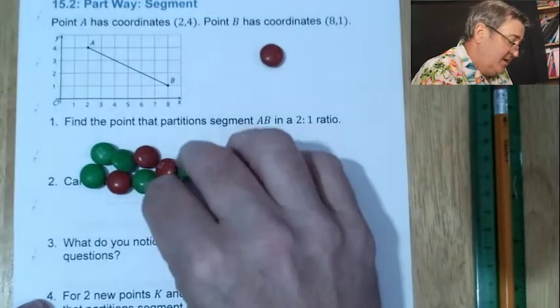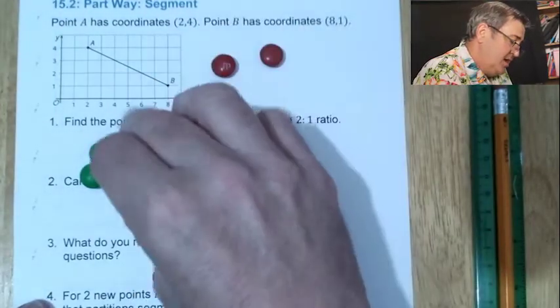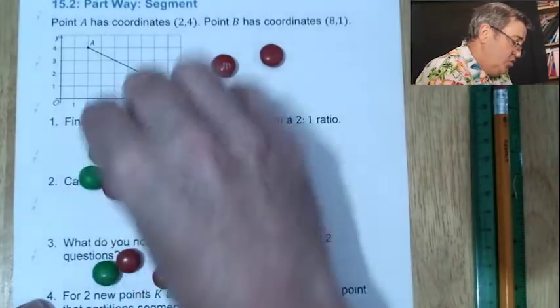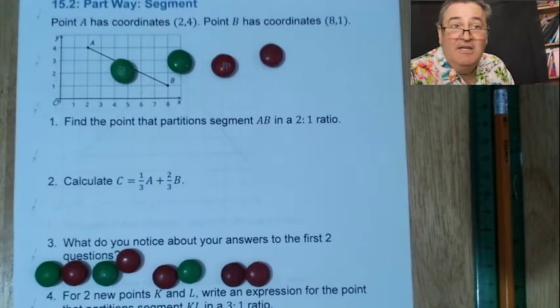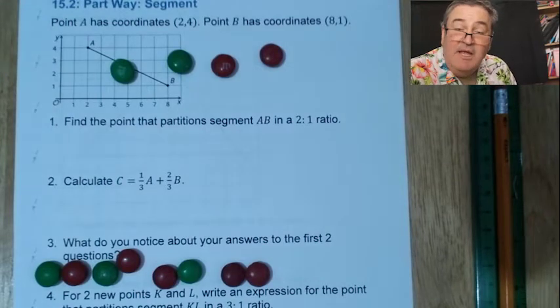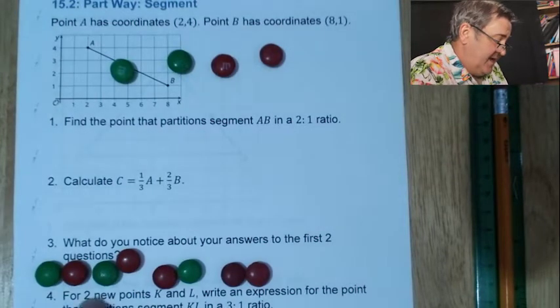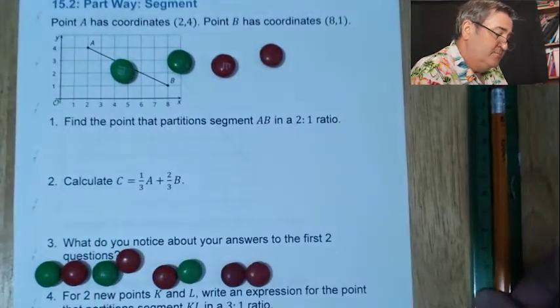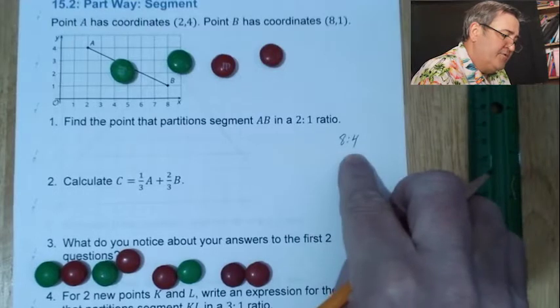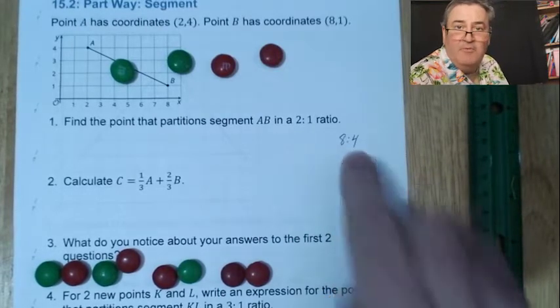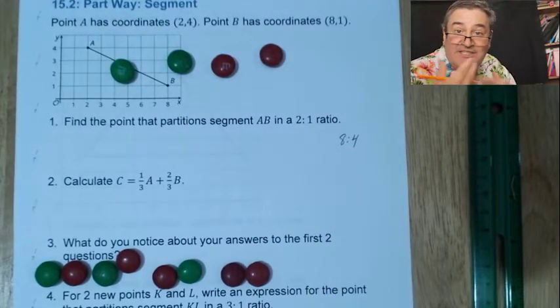2-to-1 ratio. I get 2, you get 1. I get 2, you get 1. I get 2, you get 1. I have divided the M&Ms in a 2-to-1 ratio. That means I have 8, you have 4, right? If I write my 8 and your 4, that is 2-to-1. For every one of yours, I have 2. That's a 2-to-1 ratio.